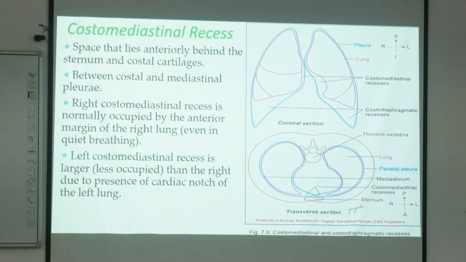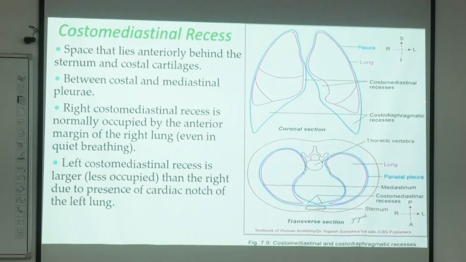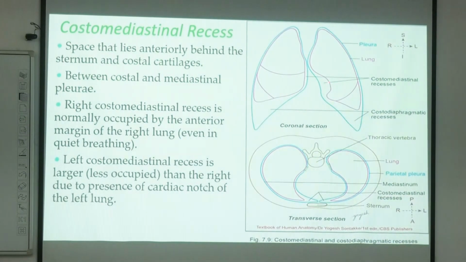Next is the costomediastinal recess. This is the costomediastinal recess and here this one. A space that lies anteriorly behind the sternum and costal cartilage. This is sternum, so these spaces are lying behind the sternum. And right costomediastinal recess lies between the costal and mediastinal pleura. Here you can see. And right costomediastinal recess is normally occupied by the anterior margin of the right lung, even in quiet breathing. And left costomediastinal recess is larger, less occupied than the right, due to the presence of the cardiac notch of the left lung. You can see it is larger, the left one.